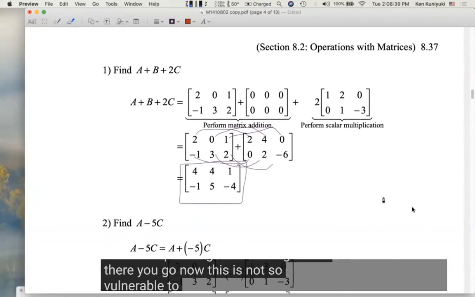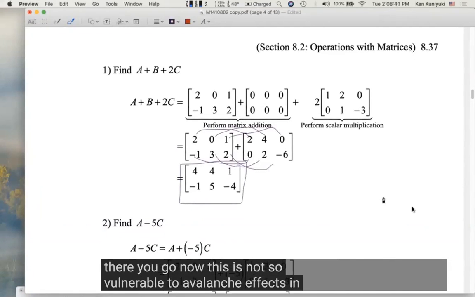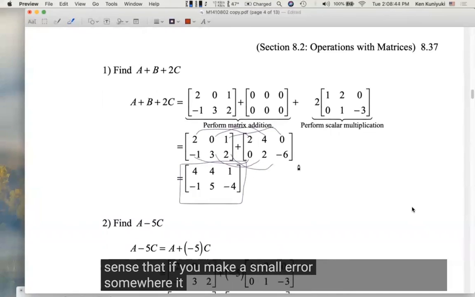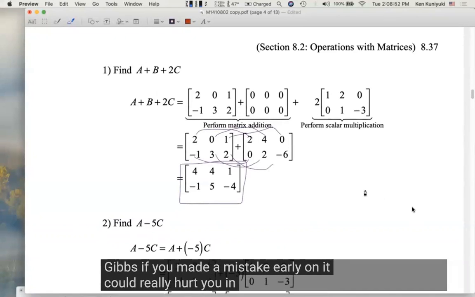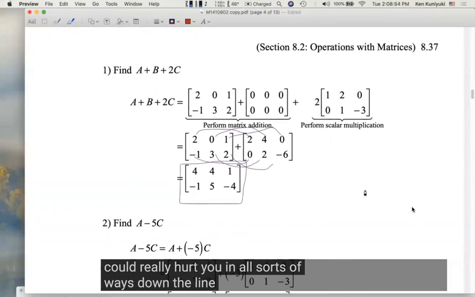Now, this is not so vulnerable to avalanche effects, in the sense that if you make a small error somewhere, it may haunt you in that entry, but not so much in the whole matrix. Whereas before, with things like Gaussian elimination, if you made a mistake early on, it could really hurt you in all sorts of ways down the line.